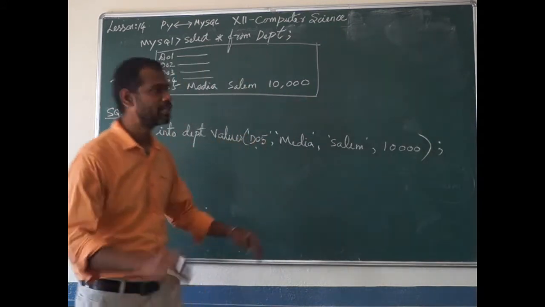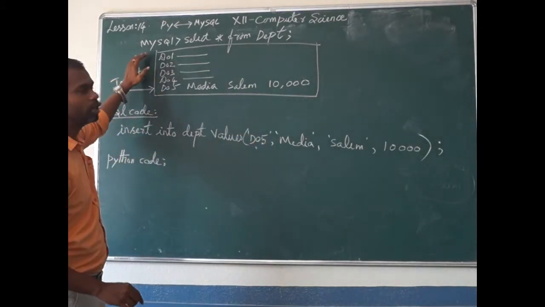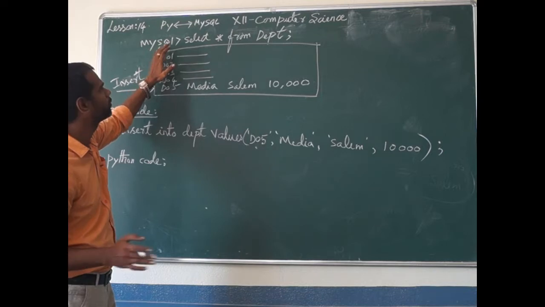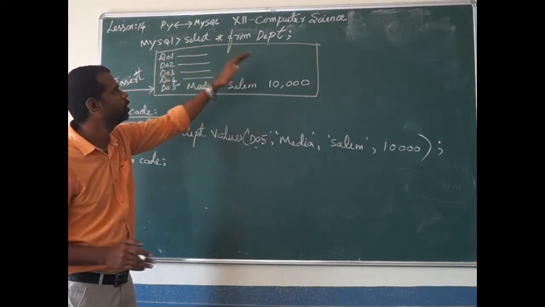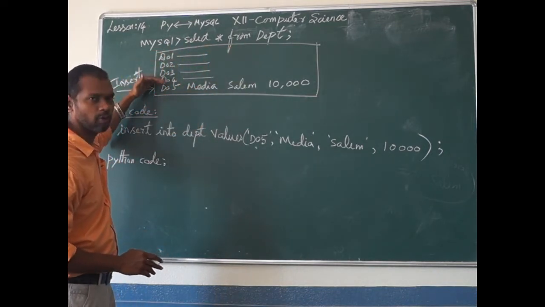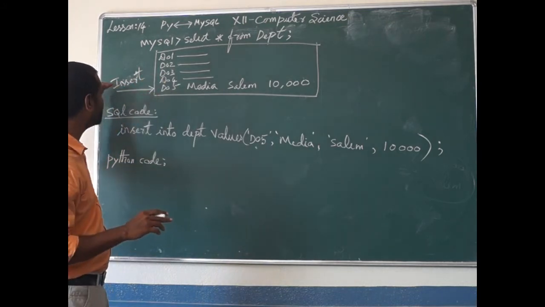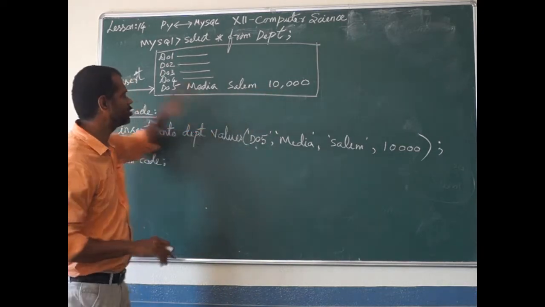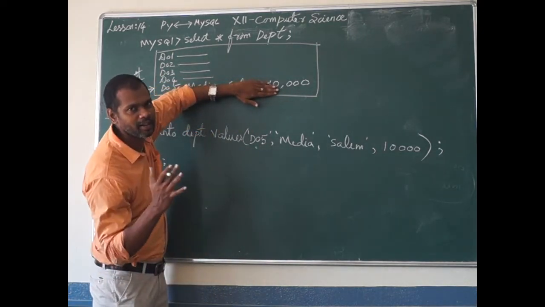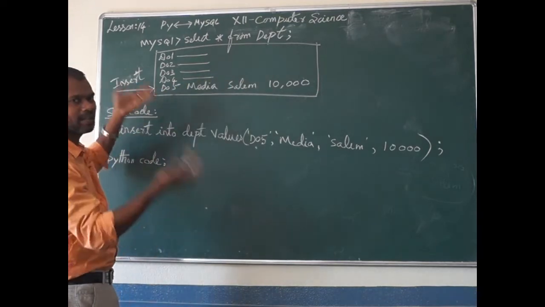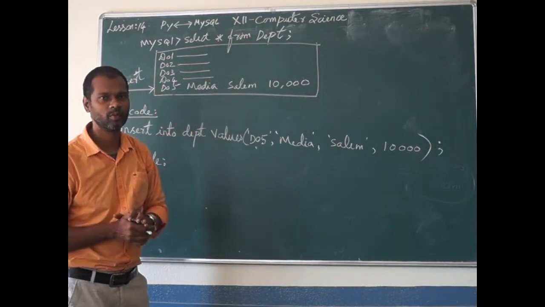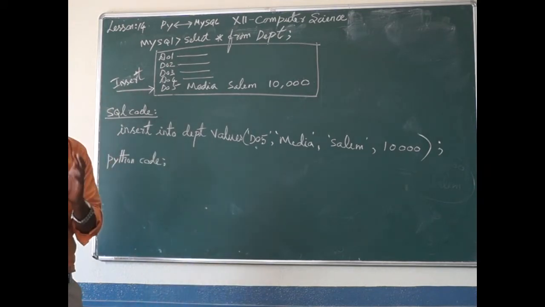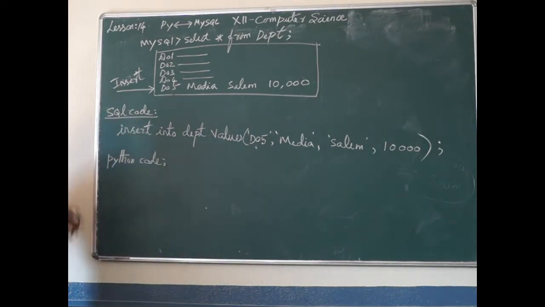Okay, students, just listen. I told you in MySQL if you type select star from dept you will receive D01 to D04. Now you have to insert this D05 Media Salem 10,000. Initially it will not be there. We have to insert it and only then this line will come. To insert, what code do we write in SQL? What code do we type in Python? So let us discuss.